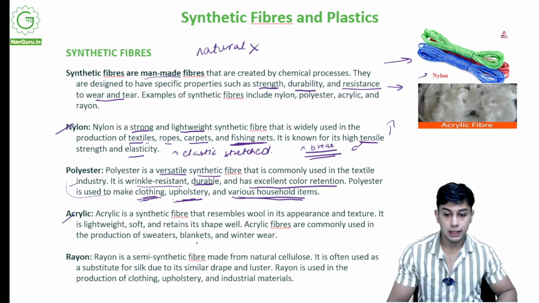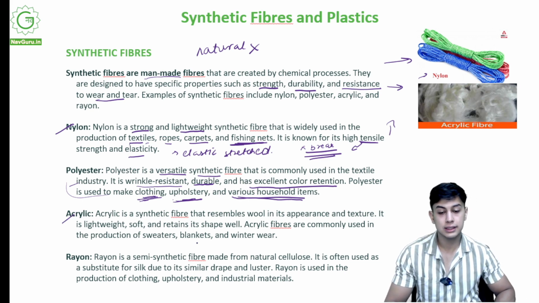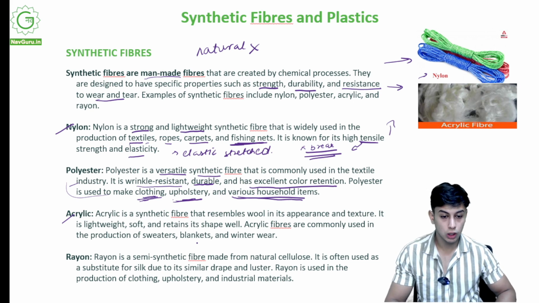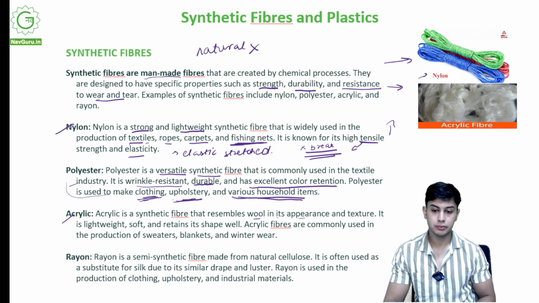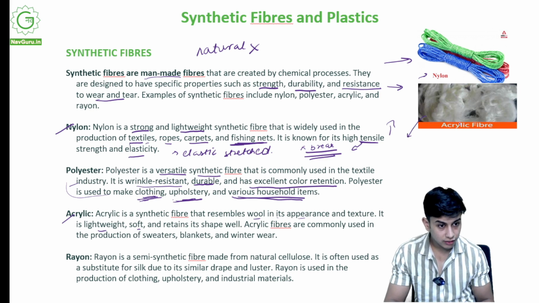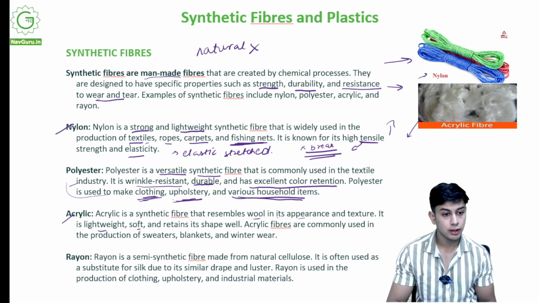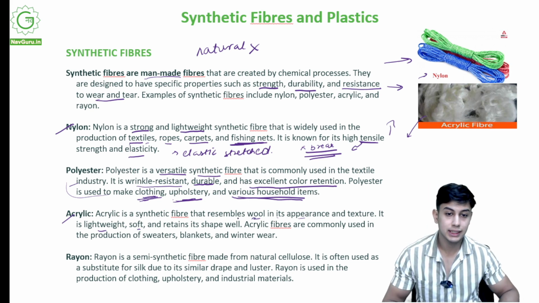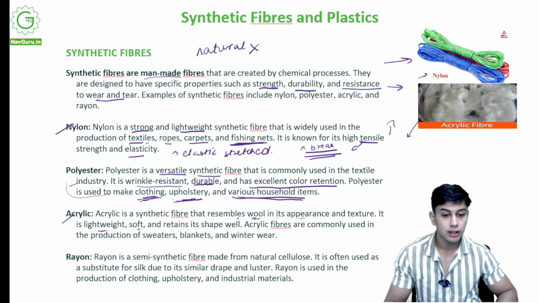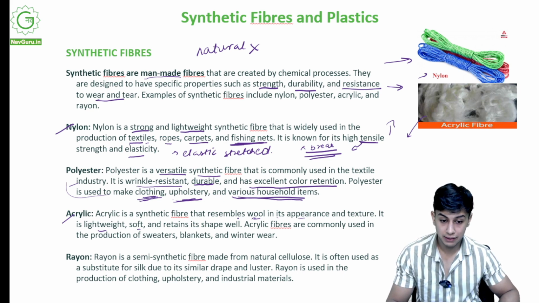Now we come to acrylic. What is acrylic? Acrylic is a synthetic fiber that resembles wool in its appearance and texture. It is lightweight, it is soft. Over here you can see acrylic fiber. It looks like wool, doesn't it? It looks like sheep's hair, but this one is made in labs. It is synthetic. So they can ask which synthetic fiber resembles wool. It will be acrylic. It is very light, it is soft, it retains its shape well.